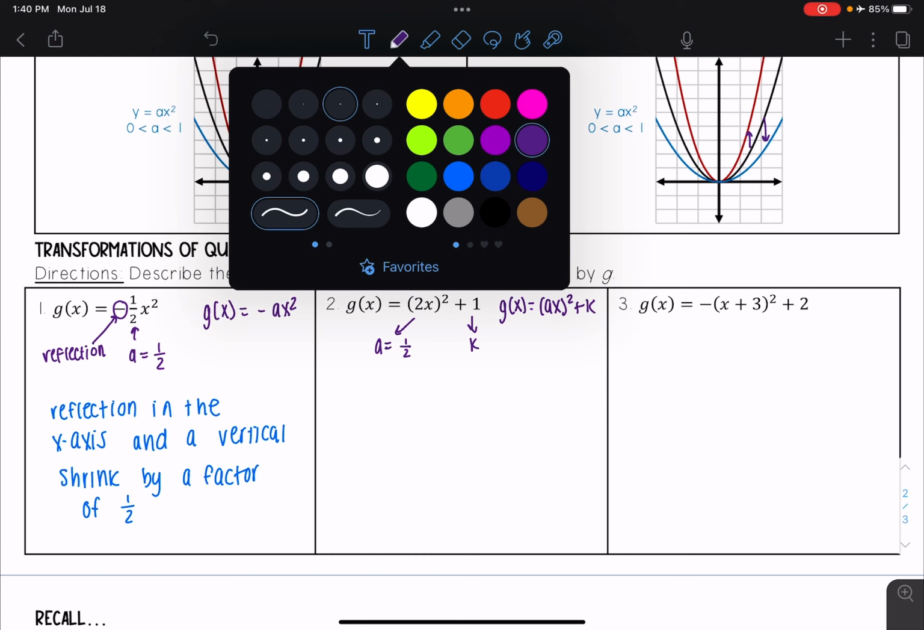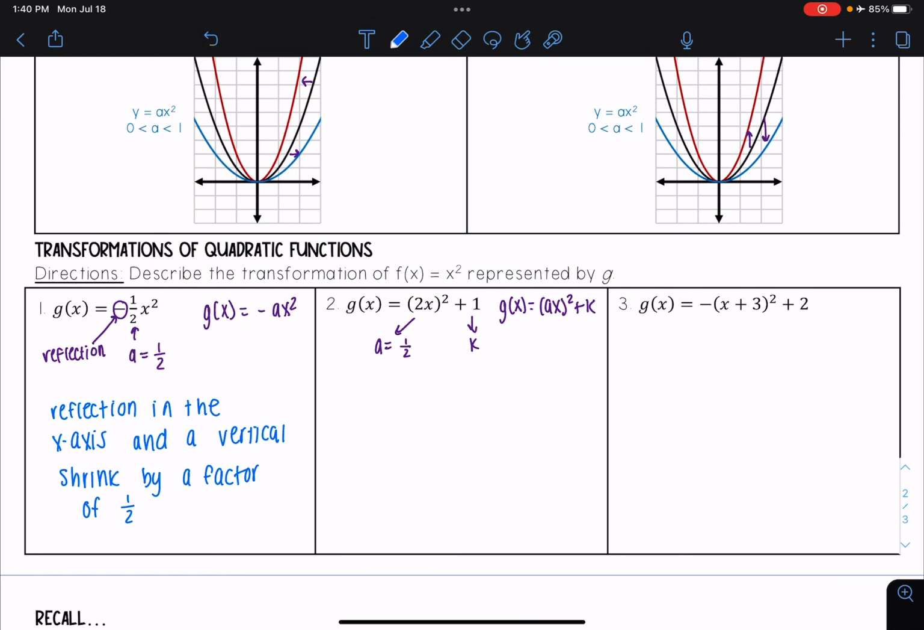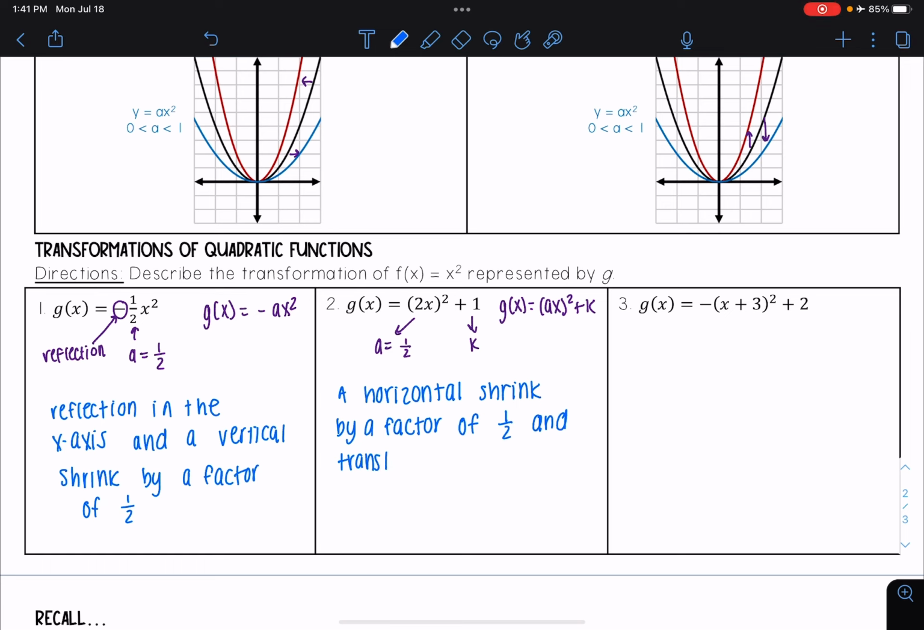So putting into words what's happening, we see that the function g is a horizontal shrink by a factor of 1/2. And I see since I have a +1 at the end, that means that I'm being translated up. So I'm saying translated 1 unit up. Okay, let's look at one last one.